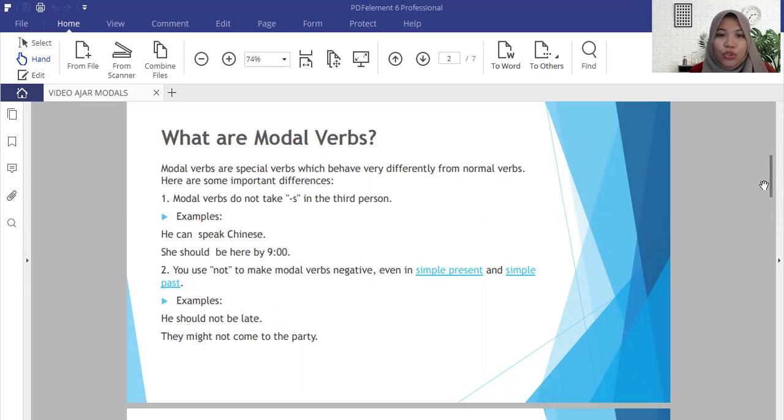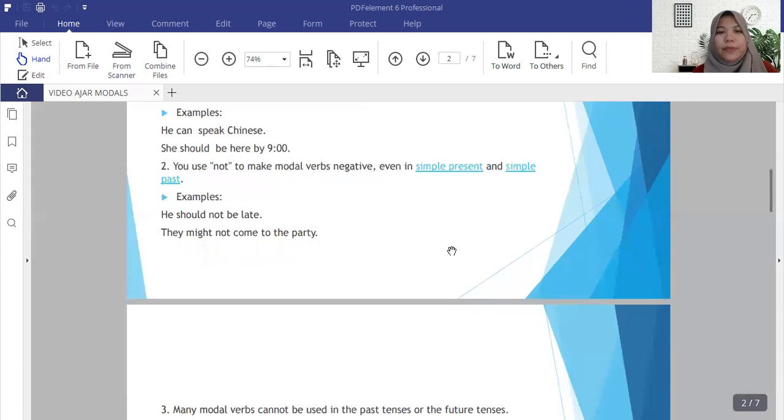And then secondly, you use not to make a modal verb negative, even in the simple present and simple past. Whenever you want to write a negative sentence with modal verbs, you use not, whether it is in the simple present or in the simple past. For example, he should not be late, and they might not come to the party. So we can immediately put not after the modal verb.